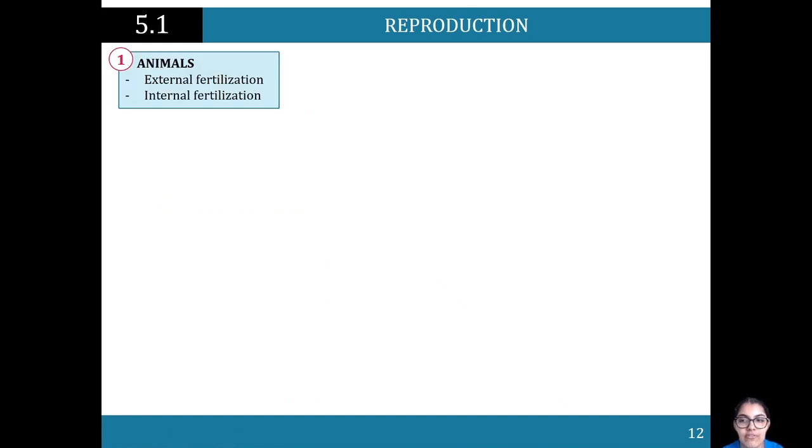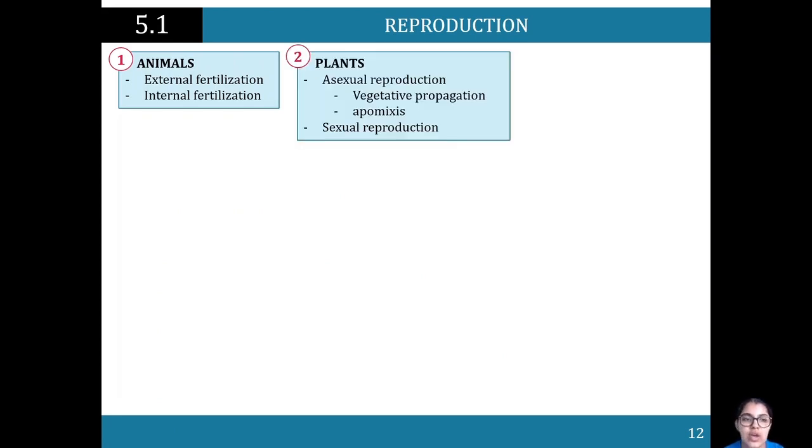So let's talk firstly about reproduction. You looked at external and internal fertilization in animals. You would have looked at asexual reproduction, which includes vegetative propagation and apomixis in plants, and also sexual reproduction. So you should essentially know.